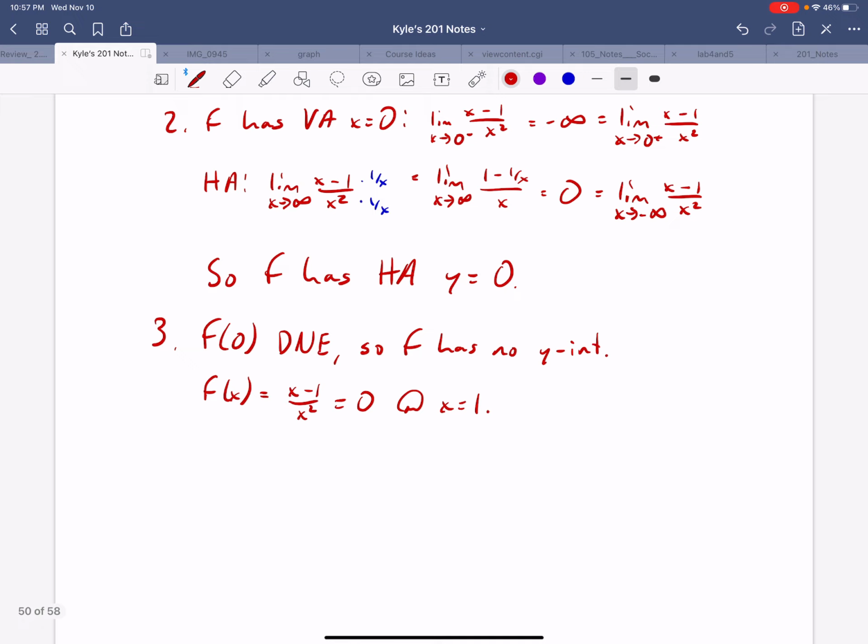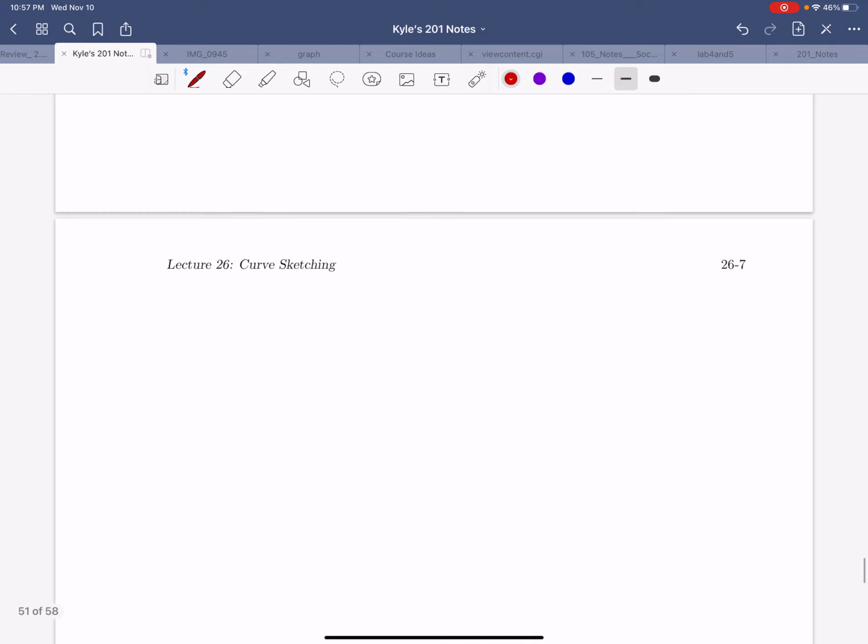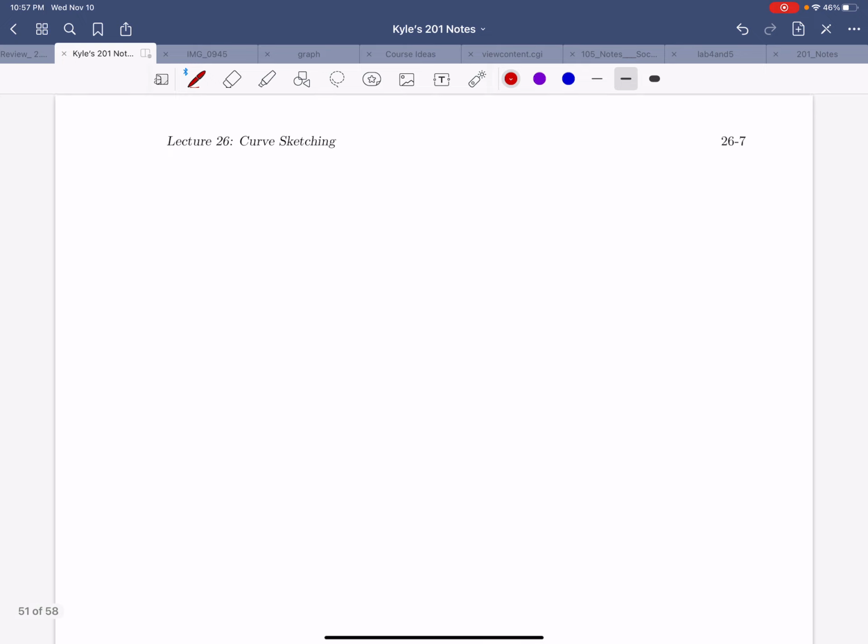That's pretty straightforward. It might be a little tougher if you had a polynomial and had to factor it, but this is pretty straightforward. So f has x-intercept x equals 1. All right, we've got some more space on the first page, but let's go to the second page.